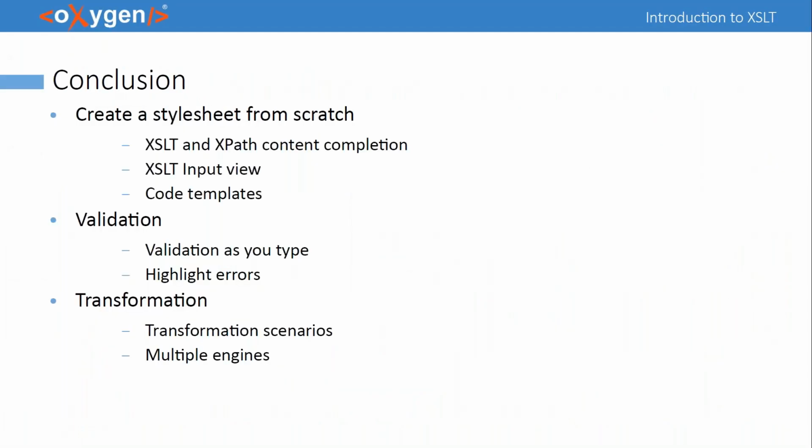So as our first conclusion, we created a style sheet from scratch. You've seen how you can use this XPath support and the content completion, XSLT content completion, the code templates that help you to easily insert content, and also the Emmet abbreviation. This XSLT input view helps you a lot to see the structure of the document, and it's useful. And you can also use those actions to create content very easily. You've seen that you have validation as you type, so you don't need to do something special.